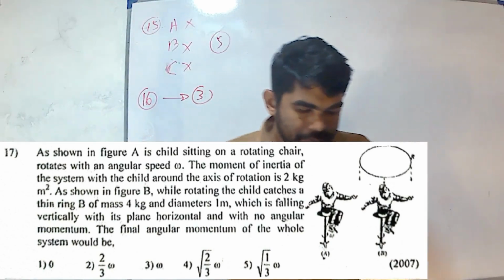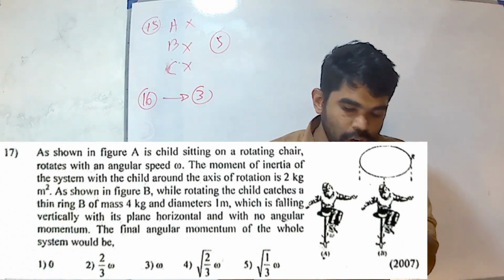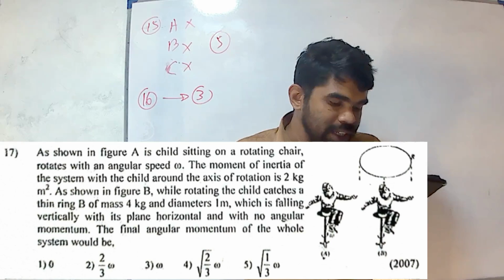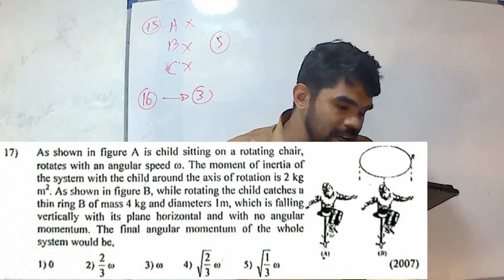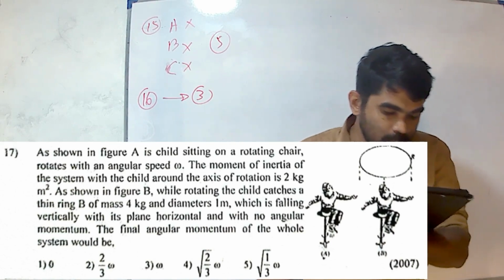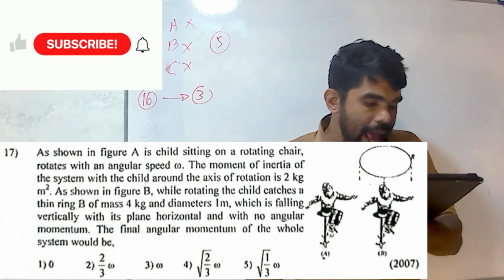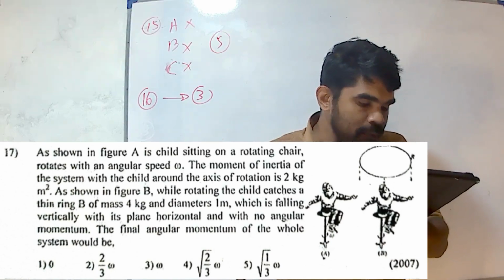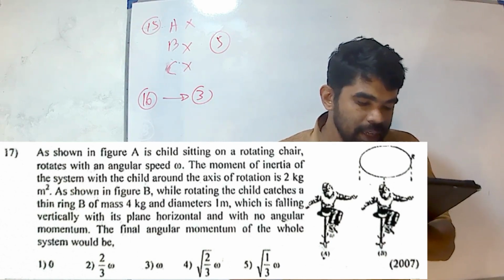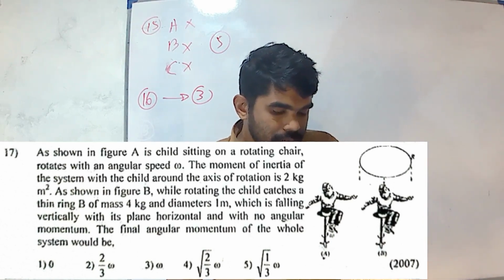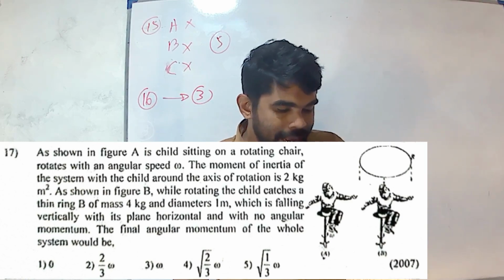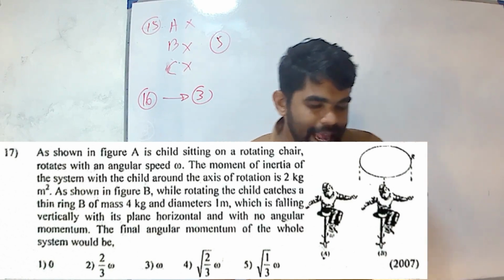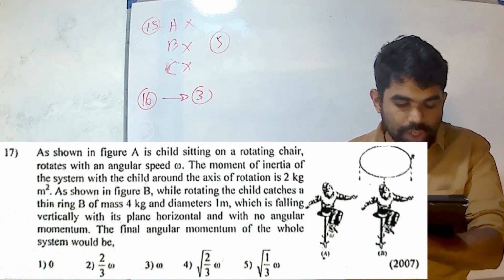Question number 17. As shown in the figure, a child sitting on a rotating chair rotates with angular speed omega. The moment of inertia of the system with the child around its axis of rotation is 2 kilogram square meters. As shown in figure B, while rotating, the child catches a ring B of mass 4 kilograms and diameter 1 meter, which is falling vertically with its plane horizontal and with no angular momentum. The final angular momentum of the whole system would be?